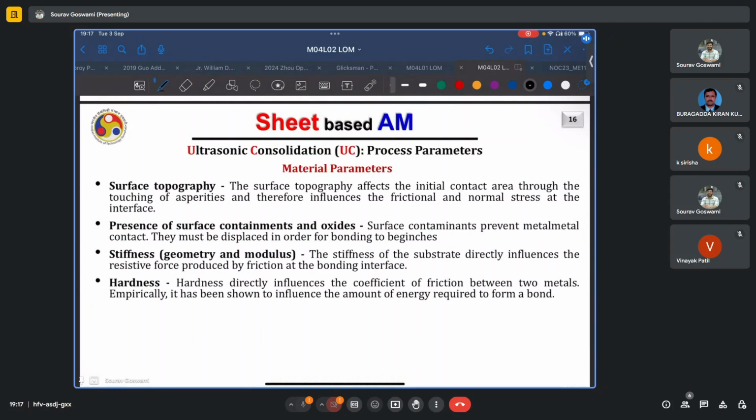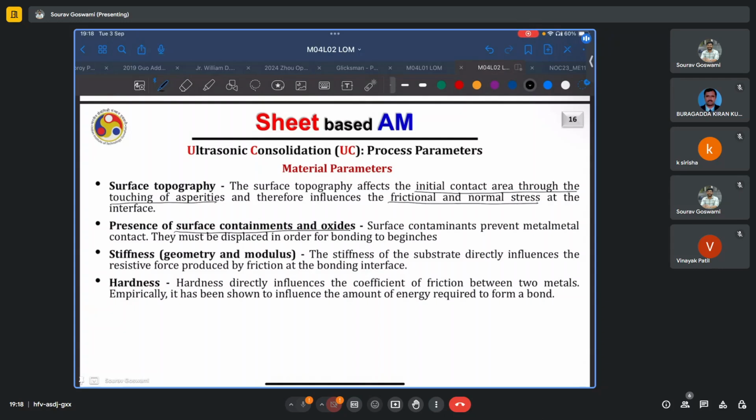There are also some material parameters which affect the process. One is the surface topography or the surface quality of the sheet, which affects the initial contact area through the touching of asperities and therefore influences the frictional and normal stresses of the interface. Then there's the presence of surface contaminants and oxides on the foil surface, which may prevent metal to metal contact, and they must be destroyed or somehow displaced in order for bonding to begin.